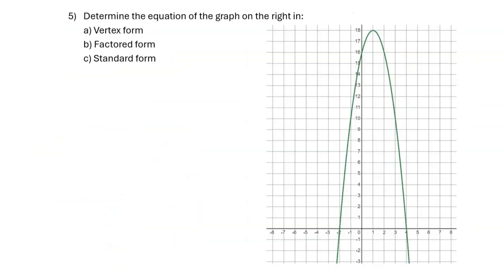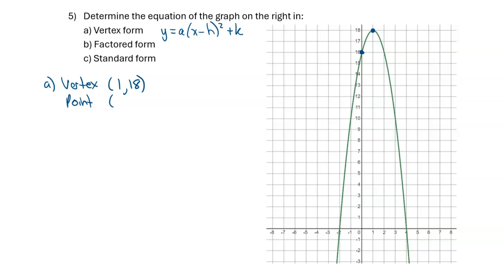So now the next question says, determine the equation of the graph on the right in vertex form, factored form, and standard form. We're going to do it in all three forms. And so there is the general form of vertex form. What we're going to do is identify the vertex and one other point. It doesn't matter what other point. I'm using the y-intercept because it's a really easy point to use, but you don't have to use it. But you do need the vertex and one other point in order to use this form.